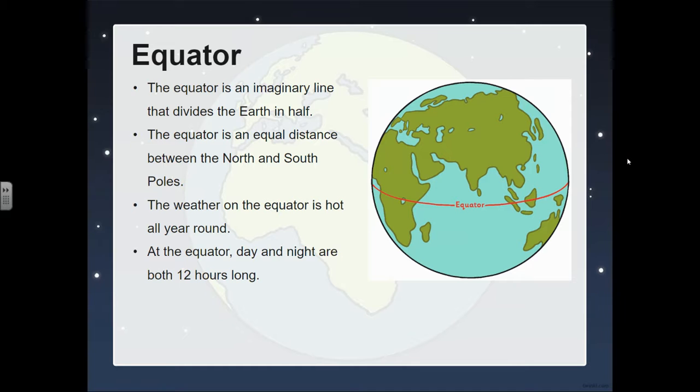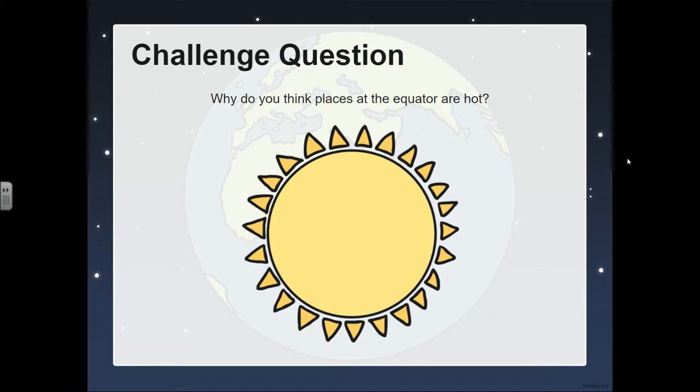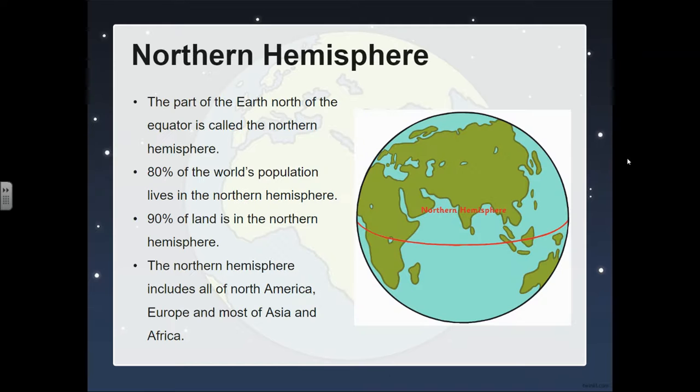I wonder if you've been to any countries that are closer to the equator and what the weather was like. So did you know, although the weather is generally hot, there is a mountain on the equator where you can ski. So the weather is quite warm around the equator. And why do you think these places are hot? I wonder if you can have a bit of a think about why you might think that.